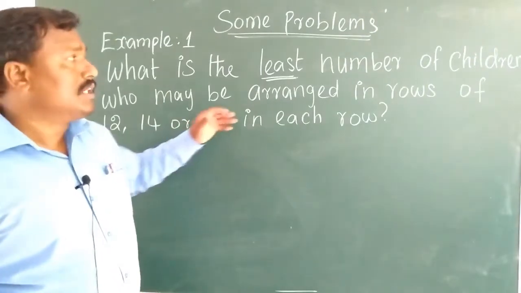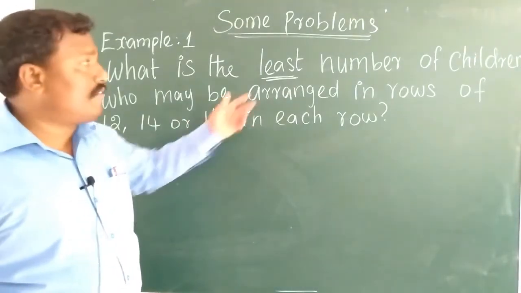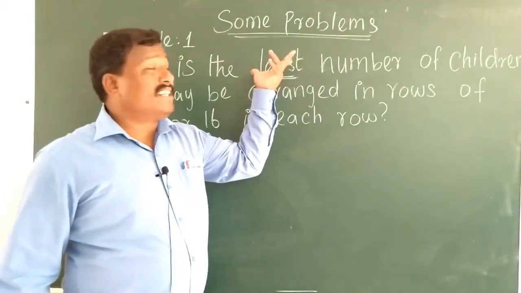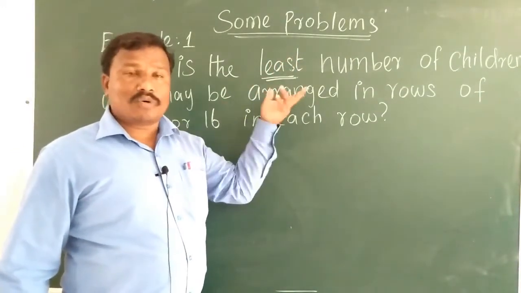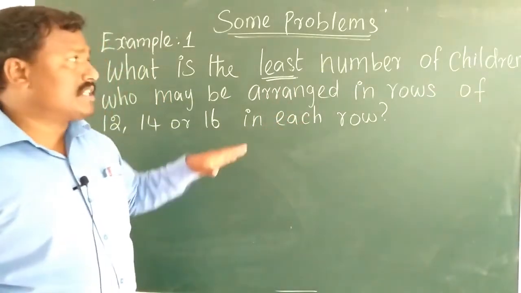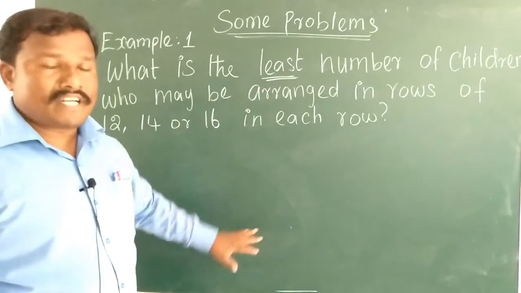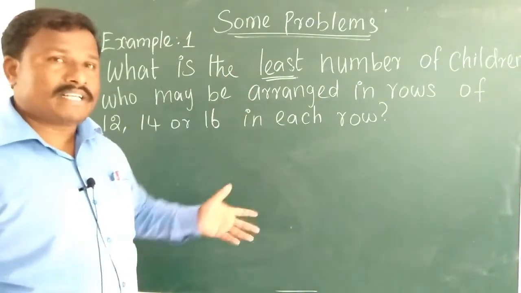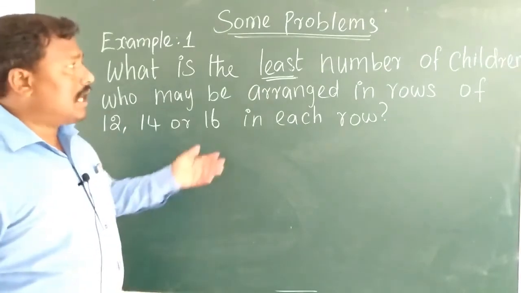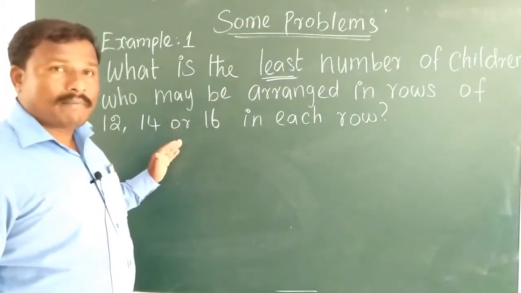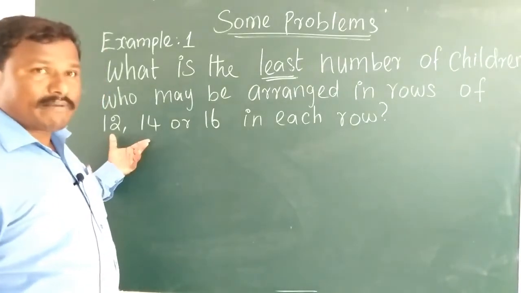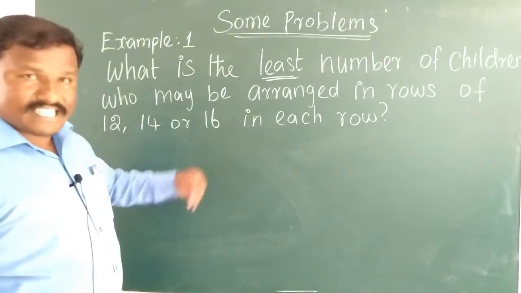I already told you why we need to find the LCM, because the word least is there. In these questions you can find least and maximum; these two kinds of words will come in our questions. If it is least, we have to find the LCM. If it is maximum, we want to find the highest common factor. So how to find the least common multiple, LCM? First we need to find the LCM of 12, 14 and 16.